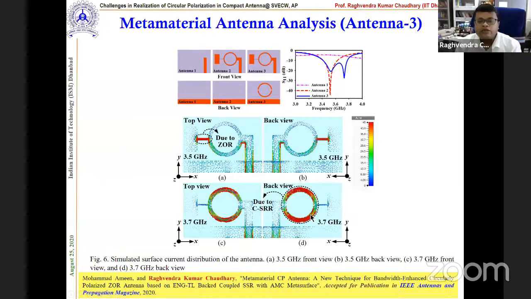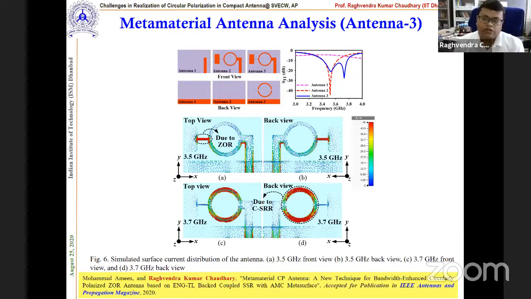It means that these two resonances, the first and the second, are governed by different structures. One is this, another is the back side. So we have flexibility; you can change things. You can make it wide band. But when you are making it wide band, like shifting to 3.8, 3.9, you may lose the phase difference between the orthogonal fields. So you need to maintain that.